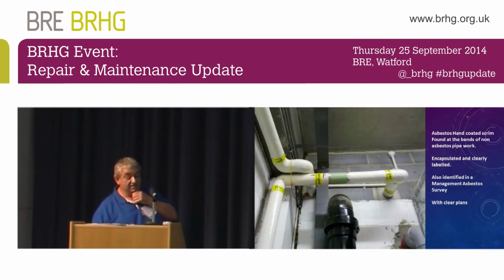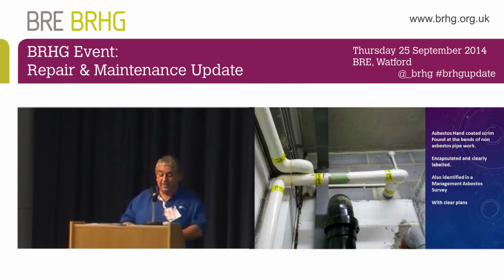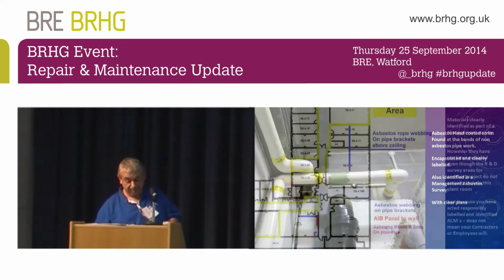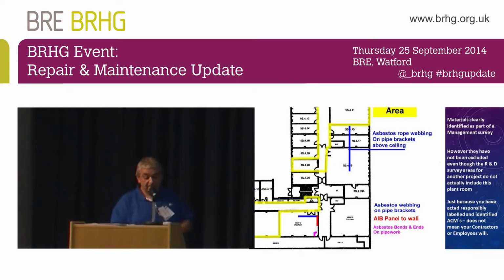Here's an interesting one. This actually is glass fibre insulation. It had been coated in a substance called keen cement, really hard plaster. But where we had a bend or an end, they'd finished it in asbestos. I don't know why they didn't continue in keen cement. Really strange. But it was encapsulated, now covered in calico, and it's clearly labelled, and it's also on the plan, clear plans. There we go, if I can get this to work.